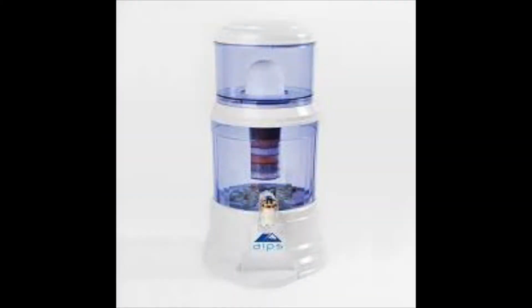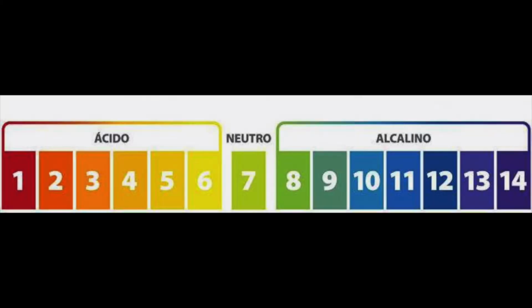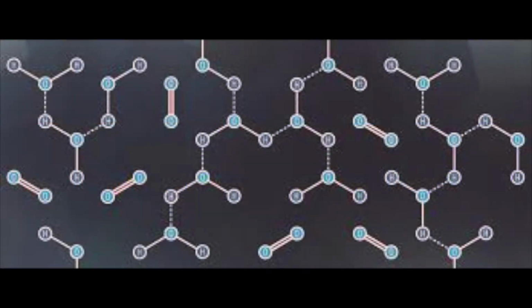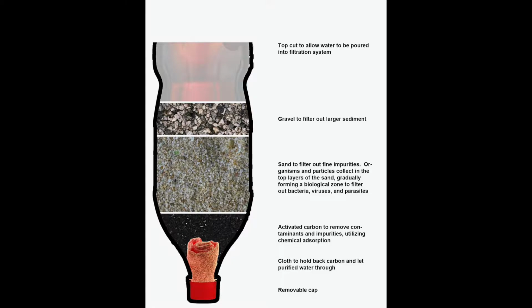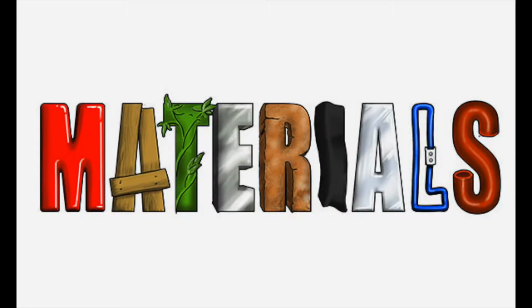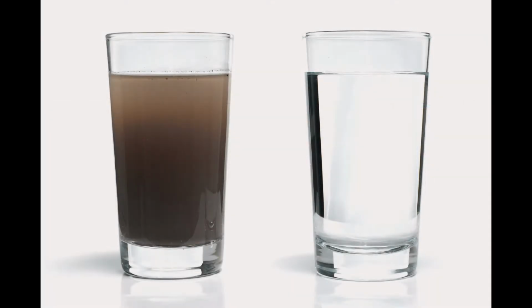Before I made my water filter, I thought that things like pH in water or electric conductivity were insignificant. Also, I thought it was easy to make a water filter, but now I know that every material has a purpose. I used pH, dissolved oxygen, and electric conductivity to know if my water was totally clean.